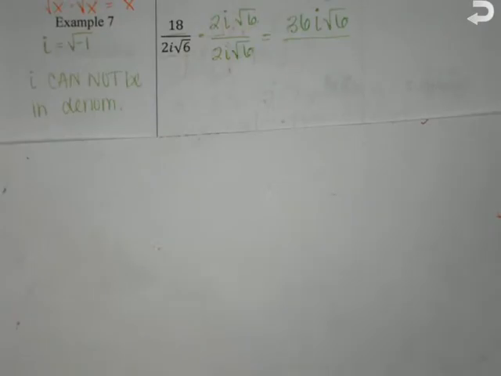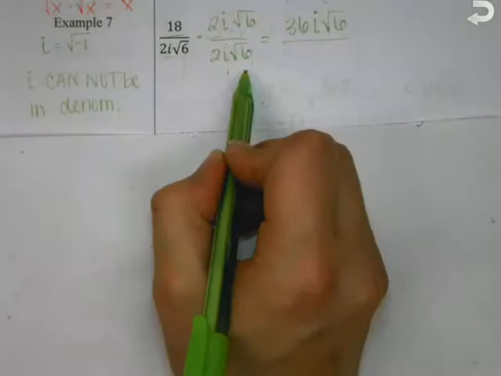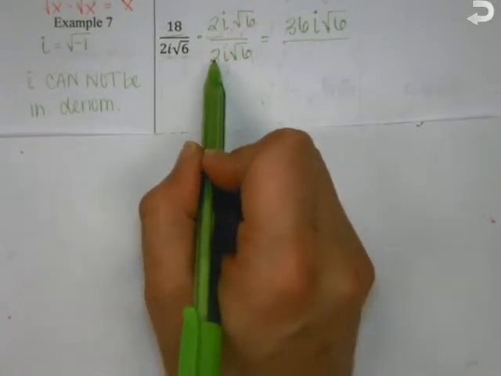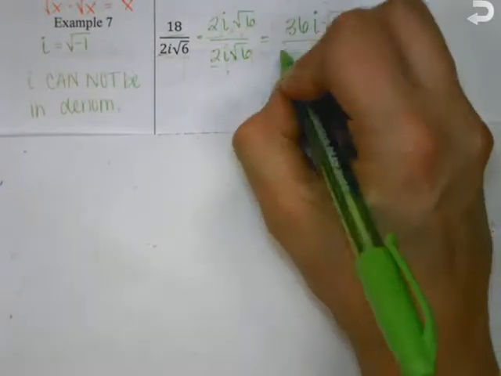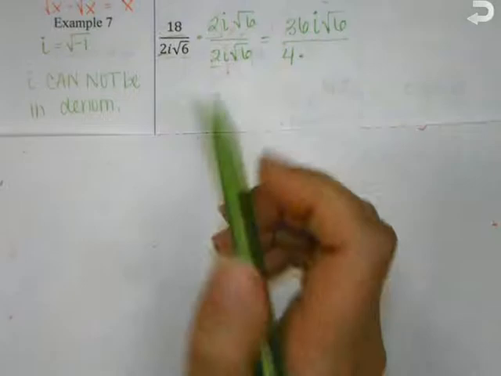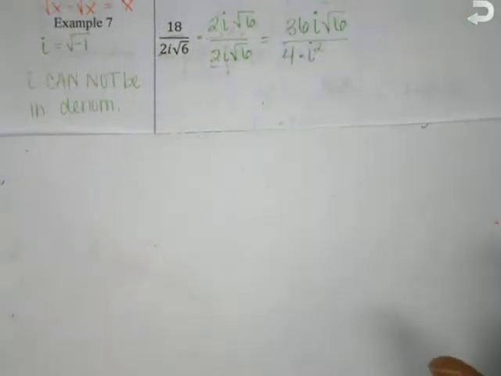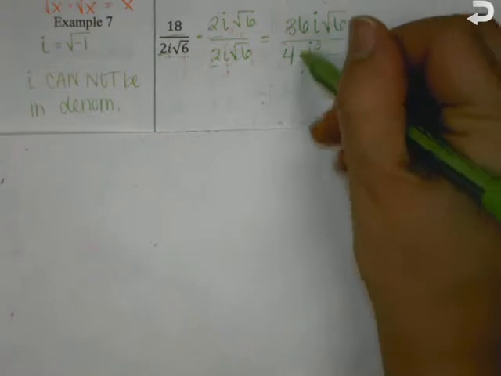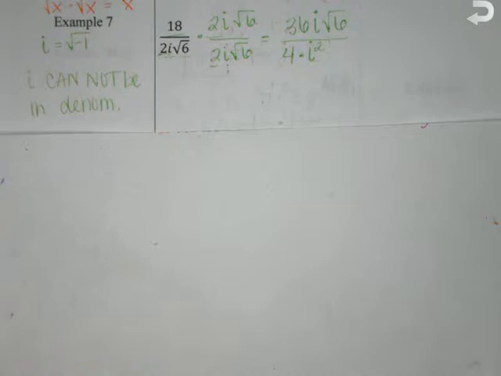2I root 6 times 2I root 6. 2 times 2 gives me 4 times I squared. That's something that I see a lot of students forgetting. I times I gives I squared. It doesn't just say I. You're multiplying them together. And then root 6 times root 6 gives me 6. Okay, let's simplify a little bit.